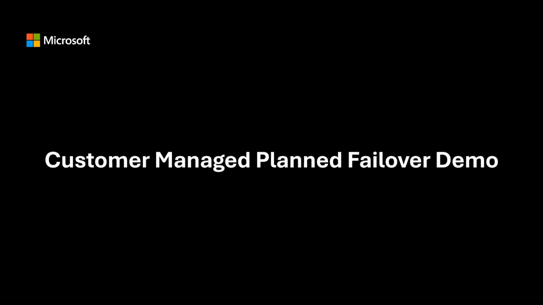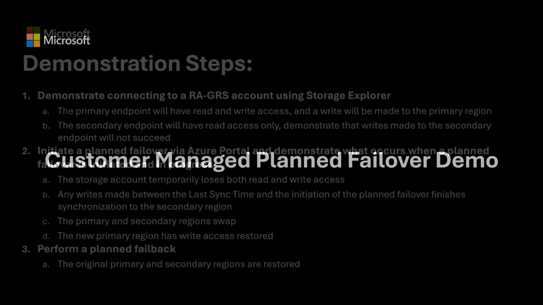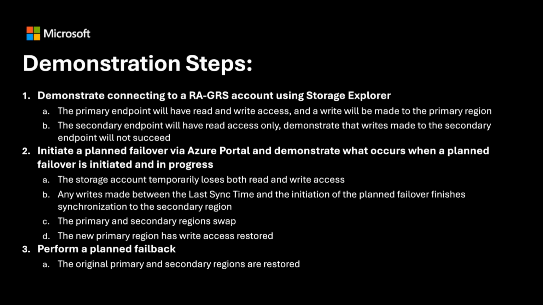Now I'll move forward with the product demonstration of planned failover. First, I'll use Storage Explorer to demonstrate the connection of an RA-GRS storage account. I'll show that the primary endpoint has both read and write access, and I'll upload a write to my primary region. Then I'll demonstrate that the secondary endpoint only has read access. I'll do this by attempting to make a write to my secondary endpoint, which will not succeed.